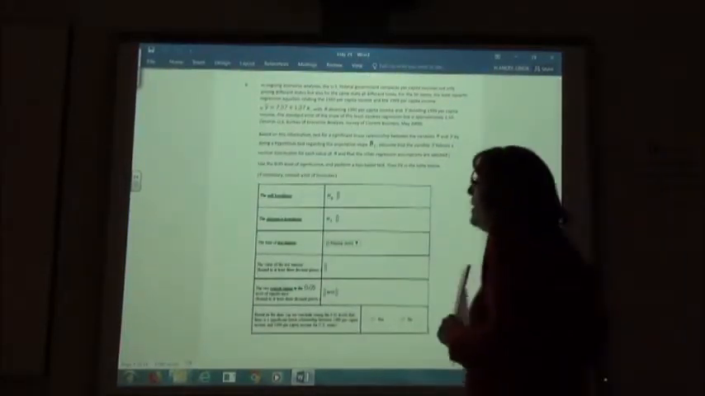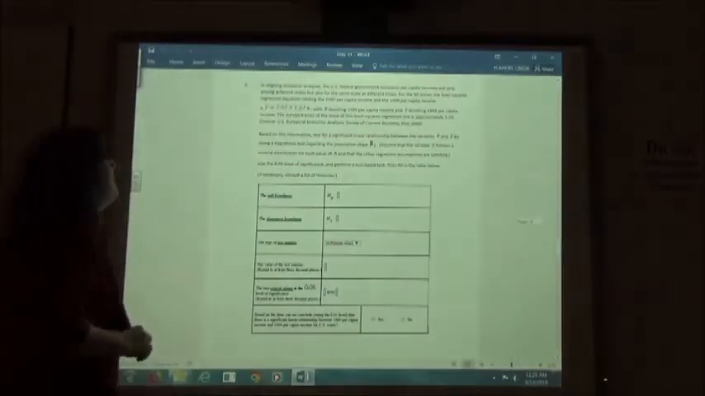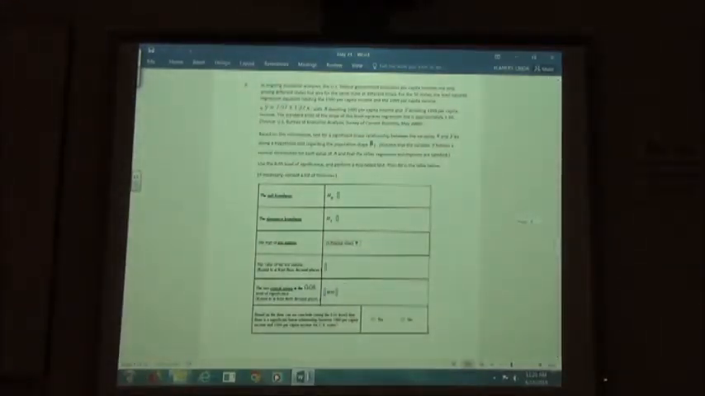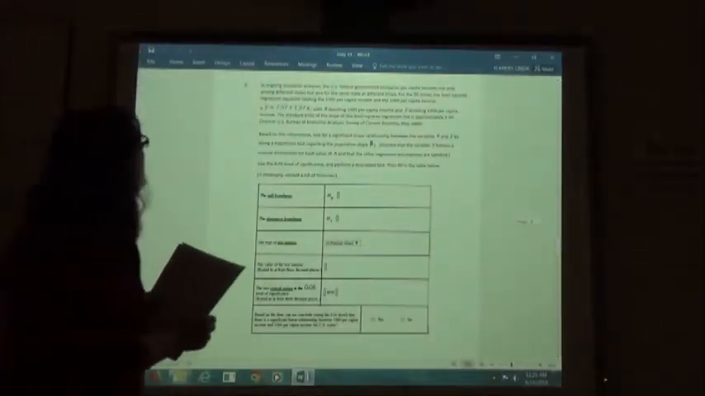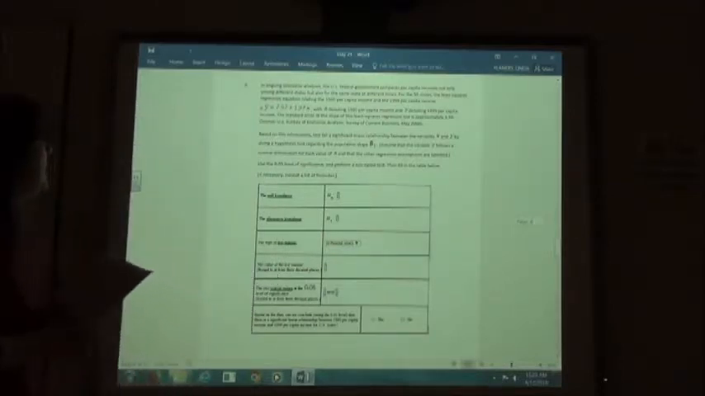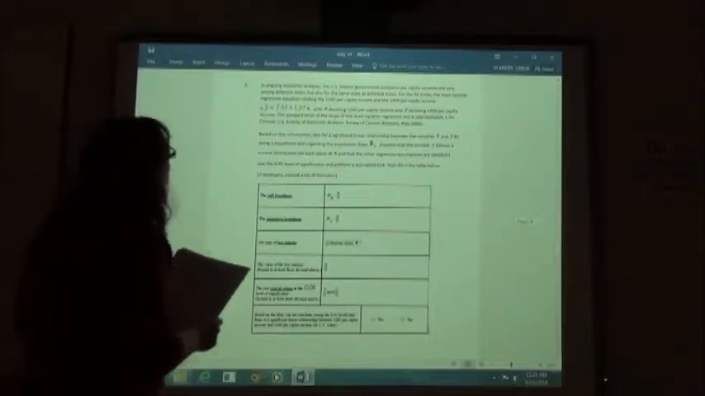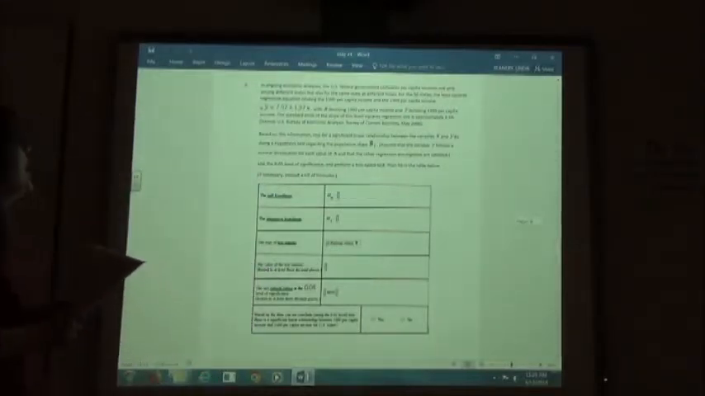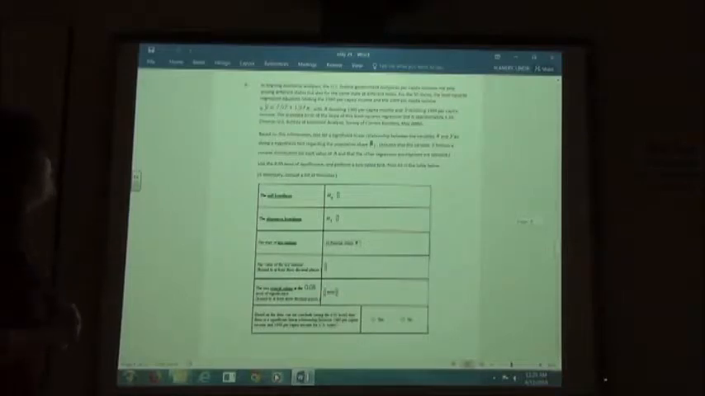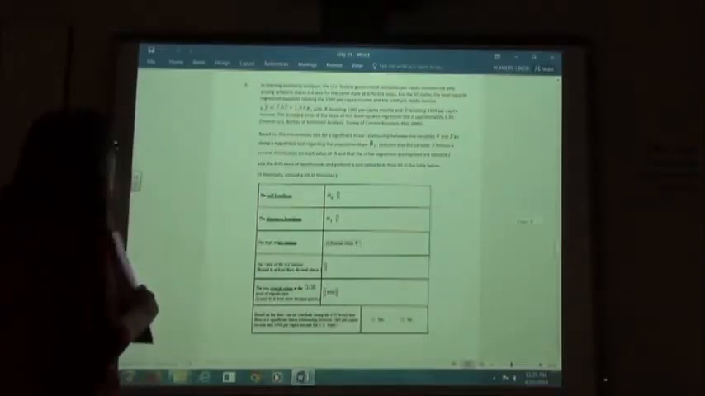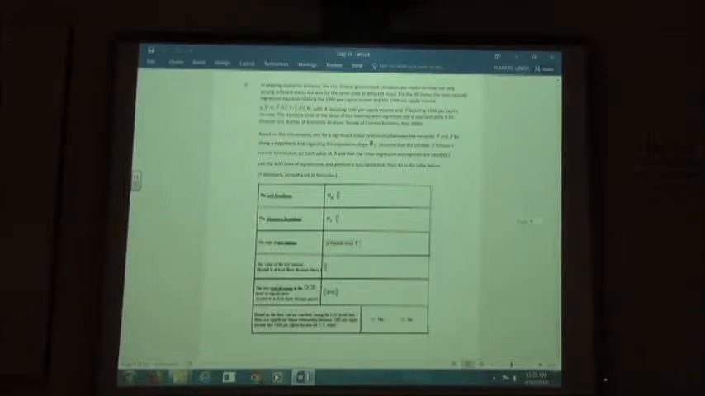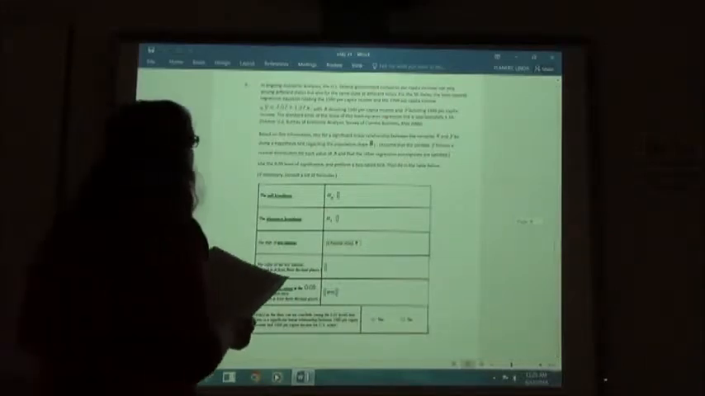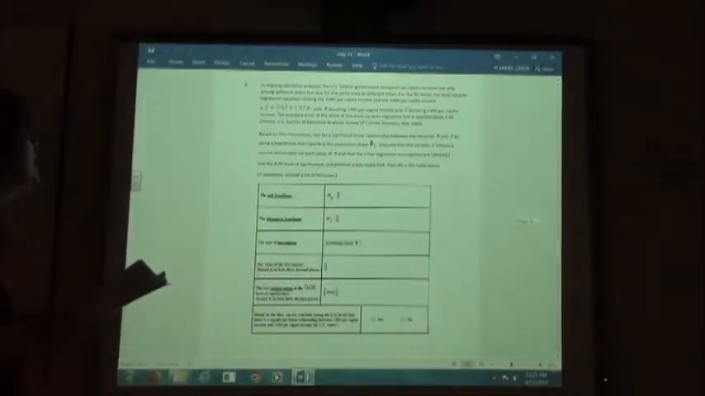Number 8 then. In an ongoing economics analysis, the U.S. federal government compares per capita incomes not only among different states, but also for the same state at different times. For the 50 states, the least squares regression equation relating the 1980 per capita income and the 1999 per capita income is y hat equals 7.97 plus 1.97x, with x denoting the 1980 per capita income and y denoting the 1999 per capita income.